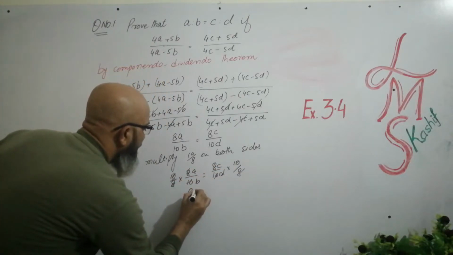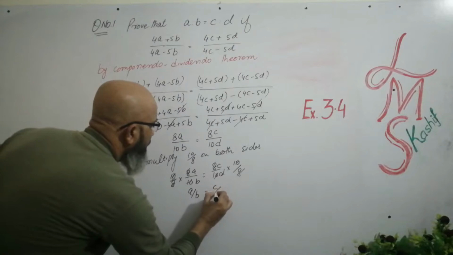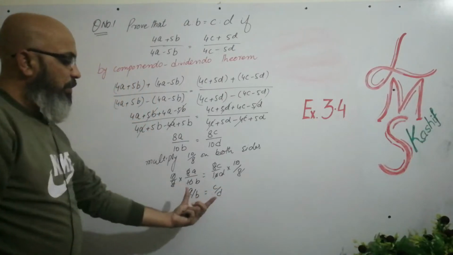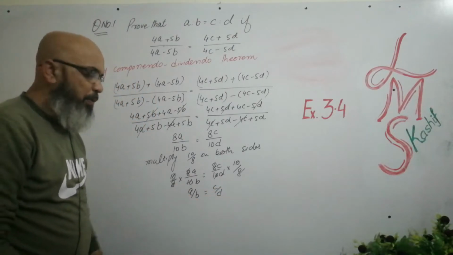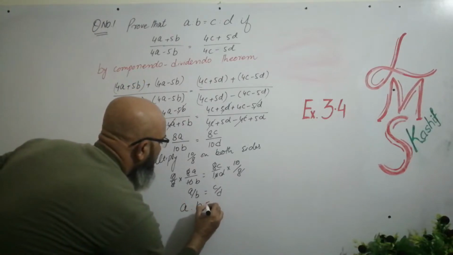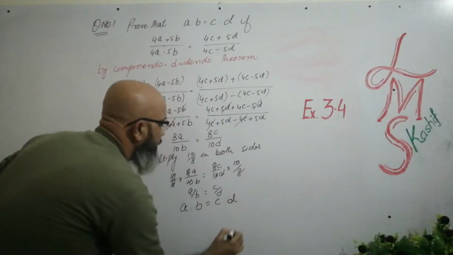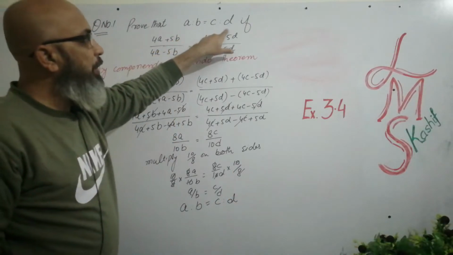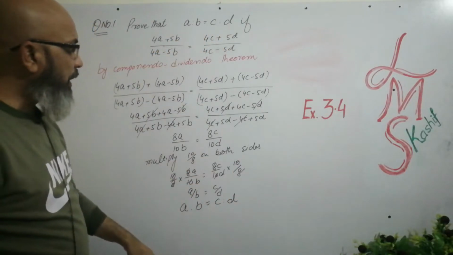So what we get? A over b is equal to c over d. This is in fraction form. You can write in this proportion form. How? That is a ratio b is equal to c ratio d, and that's all we have to prove. और यही हमने प्रूव करना था.